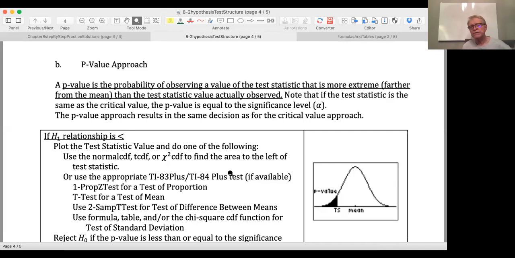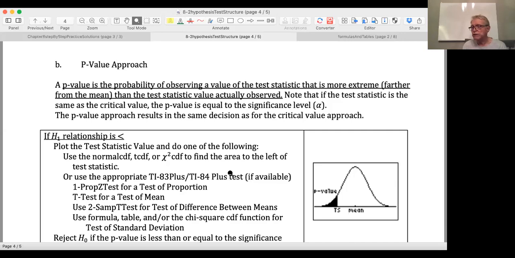Okay, so first of all, we need a definition of p-value, which would be a good one to keep in your mind. A p-value is the probability. Now notice it is a probability. It is an area underneath the curve, an area underneath the test statistic density function. P-value is the probability of observing a value of the test statistic that is more extreme, which means farther from the mean than the test statistic value that was actually observed, the one that was calculated in step 2.